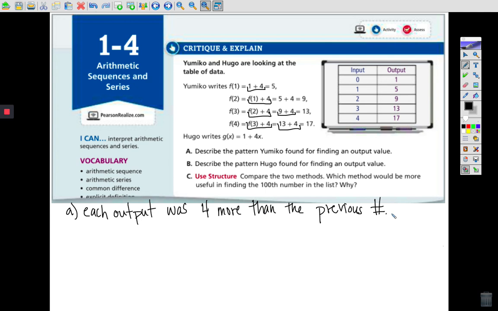B says describe the pattern Hugo found for finding an output value. Well, he came up with a formula, right? So I just said he used a formula to calculate the next number, because he came up with the formula of 1 plus 4x.